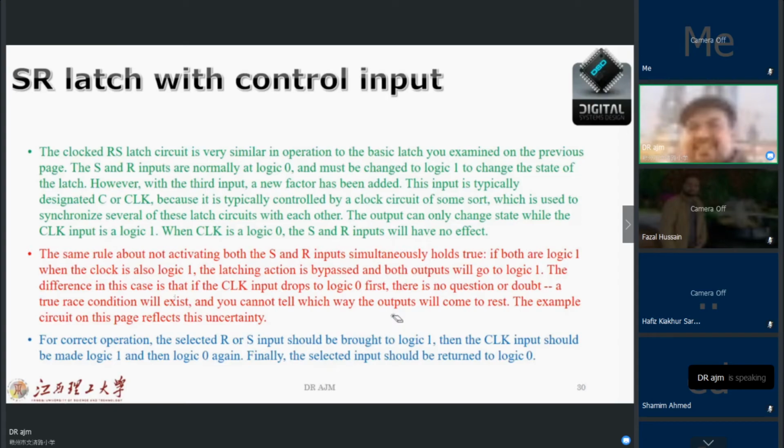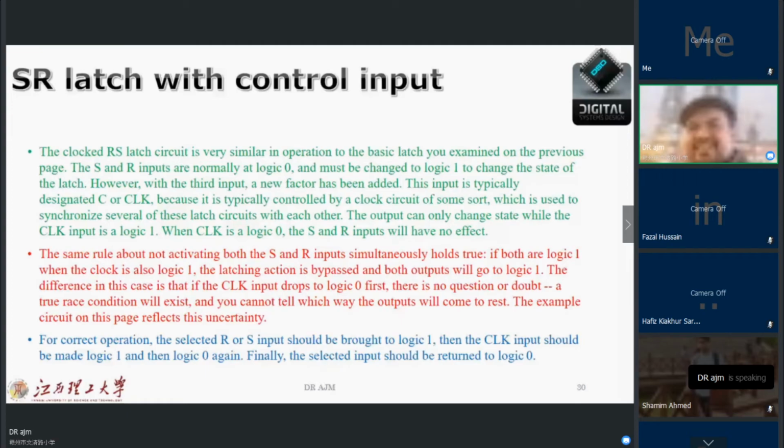The example circuits on this page reflect this uncertainty. For correct operation, the selected R or S input should be brought to logic 1, then the clock input should be made logic 1 and then logic 0 again. Finally, the selected input should return to 0. This is what we say up to SR logic. Then I'm going to talk regarding the other types of latch.